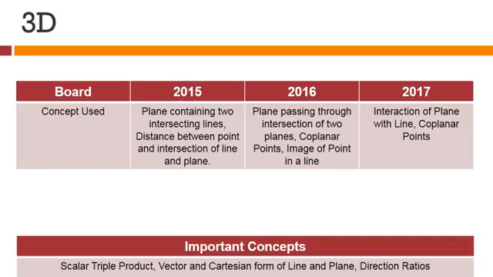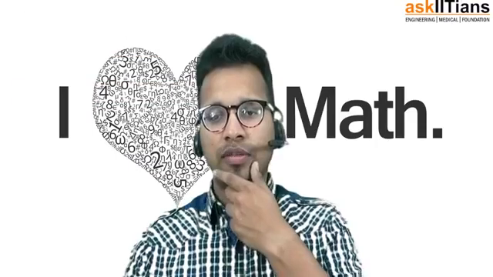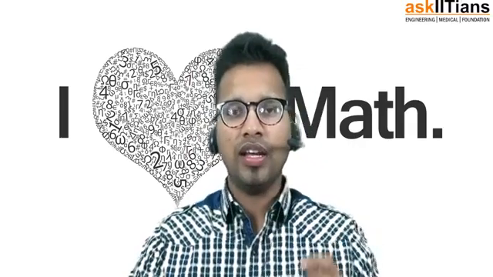Image of a point in a line is again a very important concept. Obviously you have done that in grade 11th as well. You just need to write (x minus x1) by a equals (y minus y1) by b equals (z minus z1) by c. These concepts are really important if you talk about 3D, and it's not very difficult to score.